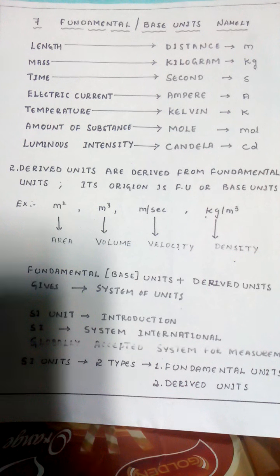The 7 fundamental units are length, mass, time, electric current, temperature, amount of substance and luminous intensity. But derived units are the remaining; all remaining physical quantities are derived from the fundamental units. So derived units are derived from the fundamental units only. We will discuss in the next class.